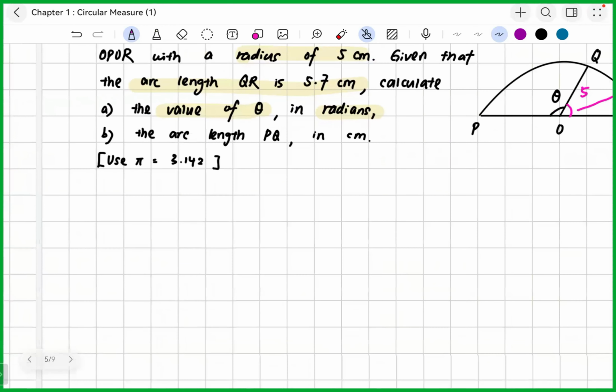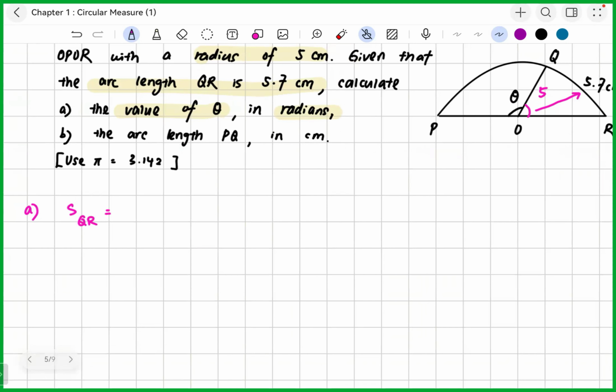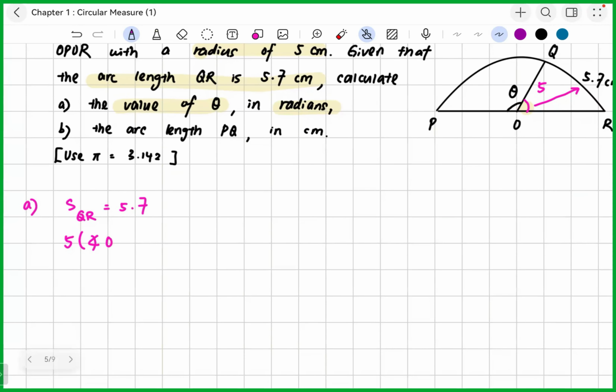So, arc length of QR equals 5.7. Okay, now radius is 5. How about theta? Please do not assume that the angle over here is the angle that you need to find in A. No, because the question already labels the position of theta. It is over here, not angle QOR. So you cannot assume that angle QOR is the value of theta. No, it is incorrect. So we have to find angle QOR first.